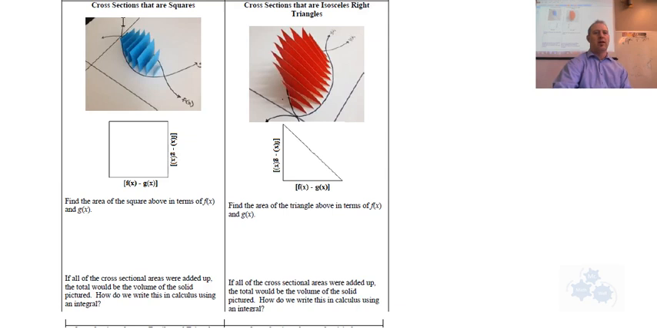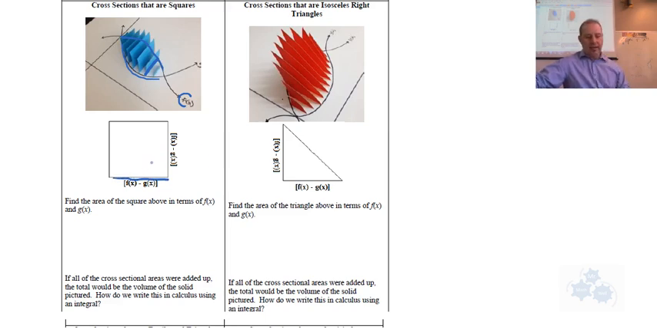cross sections in between two graphs, and we can find this by subtracting the upper graph. So f of x is going to be the graph on the top here, and g of x, you can't see that, it's just off there, but g of x is the bottom one, okay? So if you take the difference, f of x minus g of x, that's going to be the side length of one of the squares, okay?